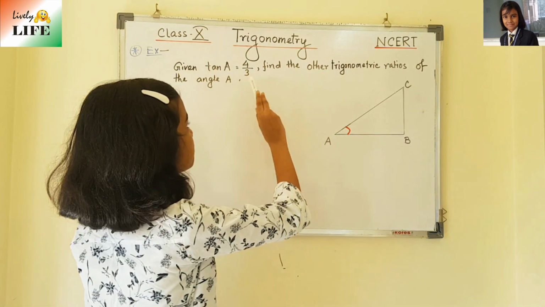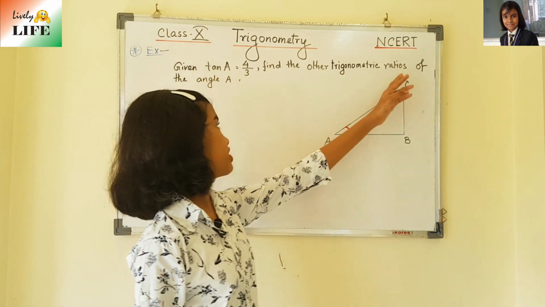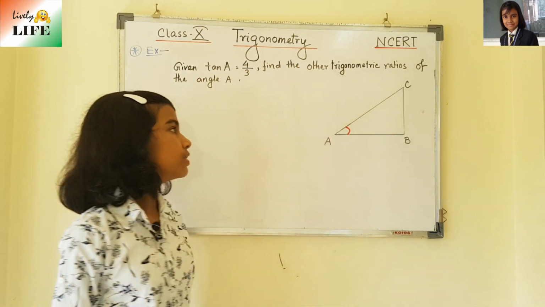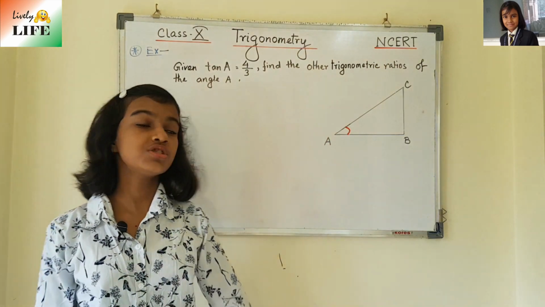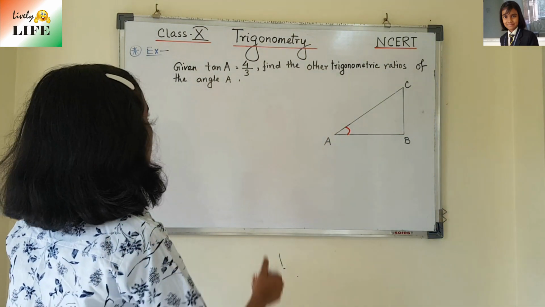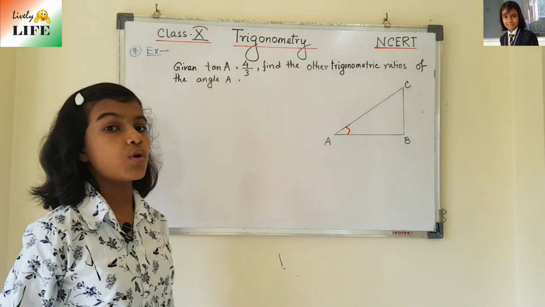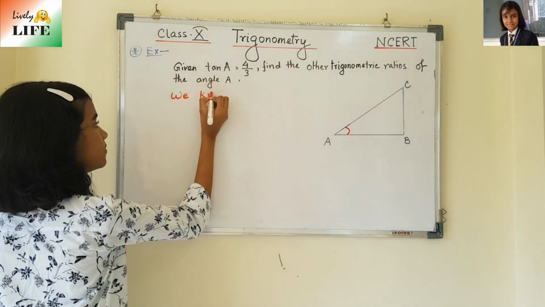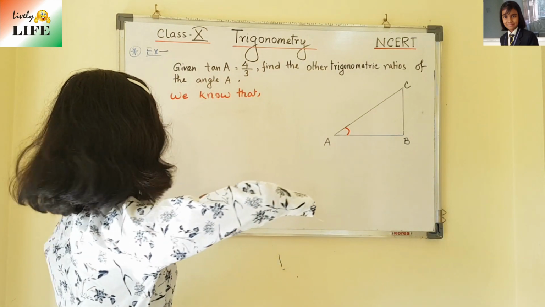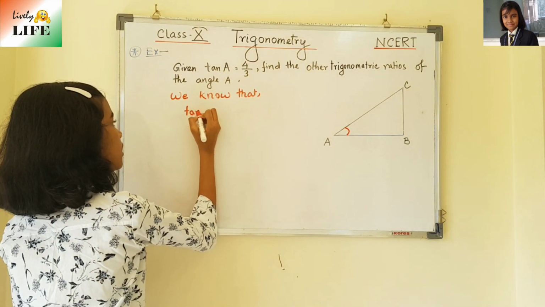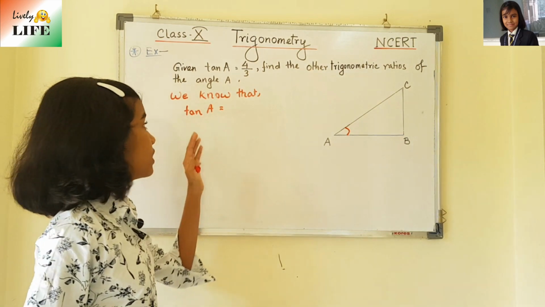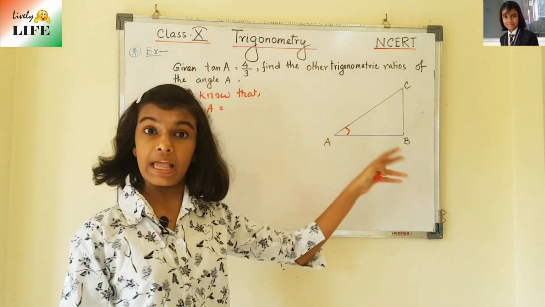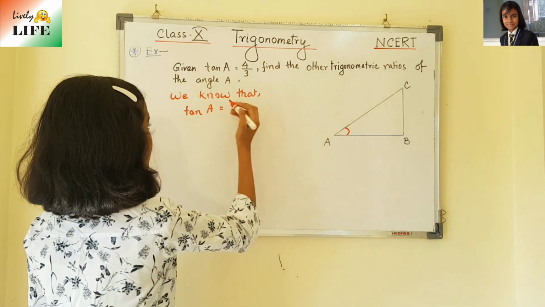Given tan A is equal to 4 by 3, find the other trigonometric ratios of the angle A. This is the angle A. So we are going to find all the other trigonometric ratios with respect to angle A, right? What is given? Given tan A is 4 by 3. We know that tan A is equal to 4 by 3. Tan A is BC by AB, right? P by B.